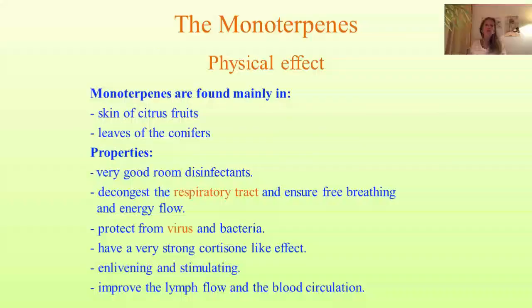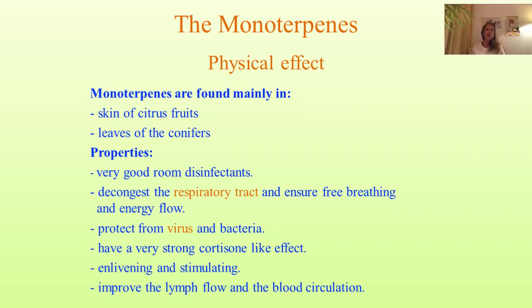And now let's take the example of the monoterpene. You will see why. Monoterpene is one class of chemical compounds, and they have some properties. Each chemical compound has some very, very specific property, as I say. And so because of this property, then we know in which case to use them. If they are mucolytic, we will use them in the case someone has some bronchitis or things like that. Now, let's see what are the properties of the monoterpene, what are their physical effects.